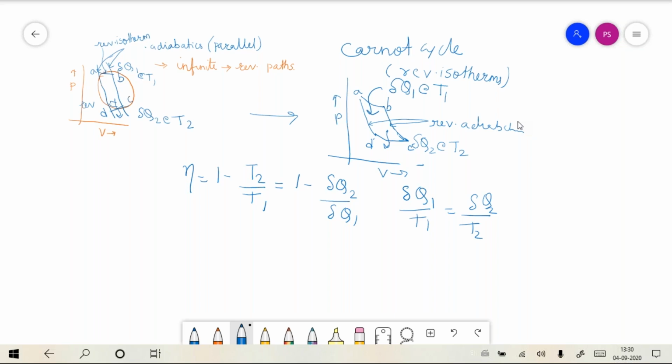Let me repeat this once again. What we want to prove is the Clausius theorem.